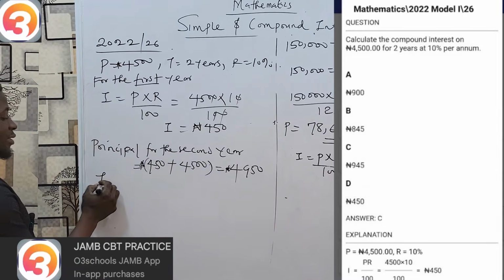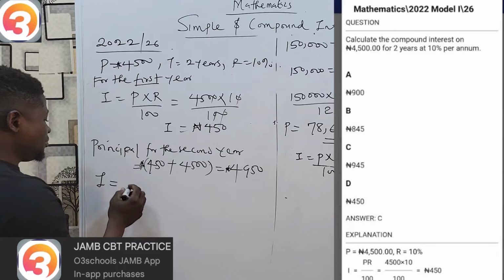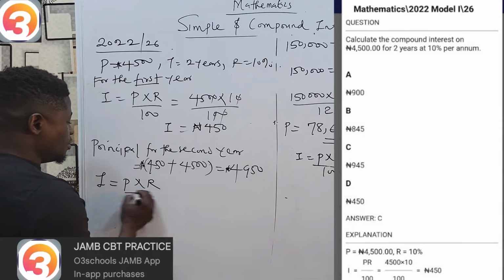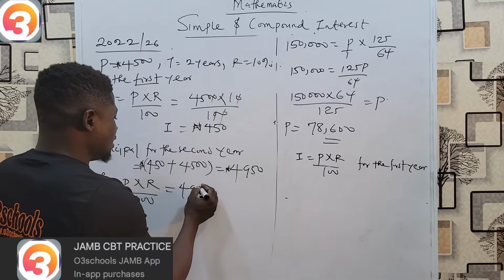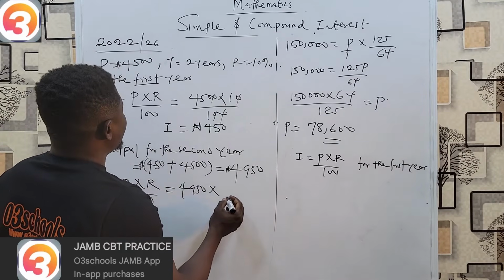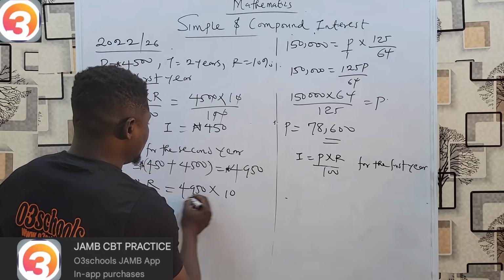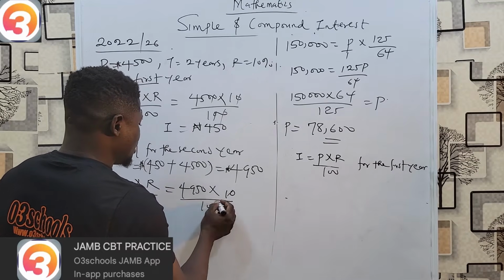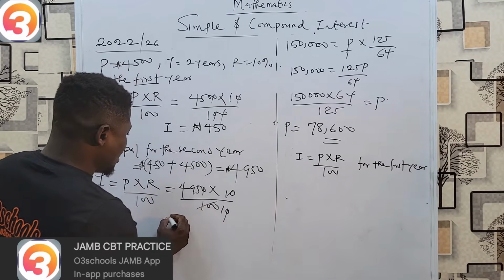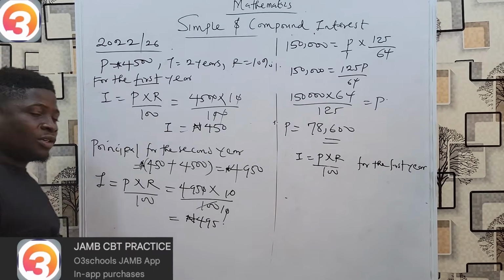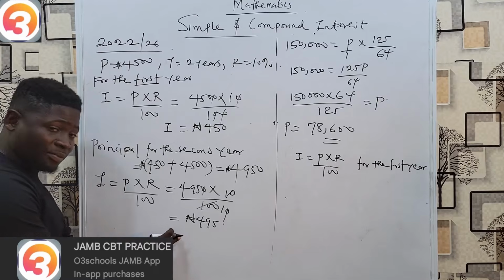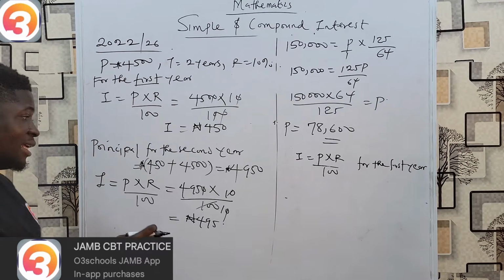So we now calculate interest again. Interest will be equal to what now? Principal times rate over 100. So what's our principal? 4,950 times what's our rate again? Our rate is 10 over 100. 10, we cancel, we have 10. So our interest here is 495 naira.